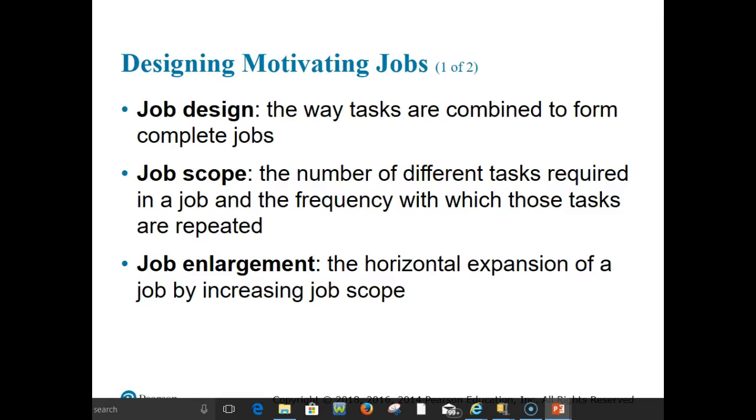Okay, so we have job design being the way tasks are combined to form complete jobs. Job scope, the number of different tasks required in a job, and the frequency in which those tasks are repeated. And then you have job enlargement, and that's the horizontal expansion of a job by increasing job scope.